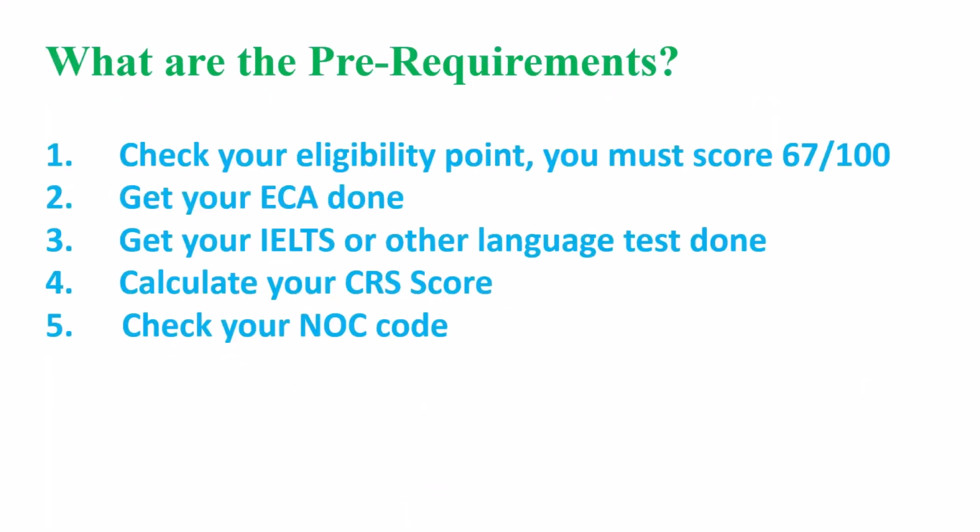So guys, when you start thinking about immigrating to Canada, the first thing you need to do is check your eligibility points. You must score 67 out of 100. You need to get your educational assessment done. You need an English language test, IELTS. You need to calculate your CRS score to check where you stand in Express Entry draws and check your NOC code. If you know these things, perfect. Otherwise, I am leaving a link in the description for detailed information about all this stuff. Please get all that information so you can be ready for making your profile.